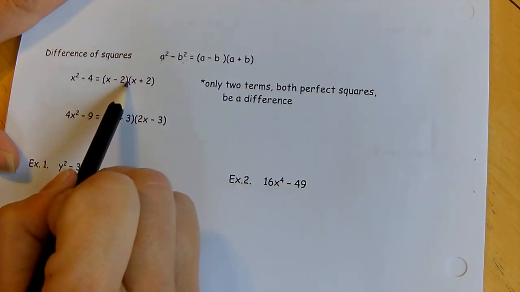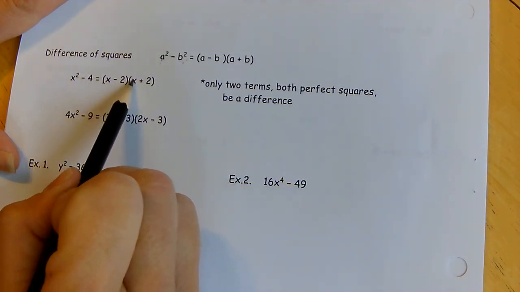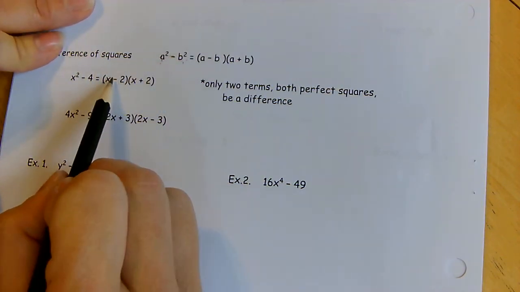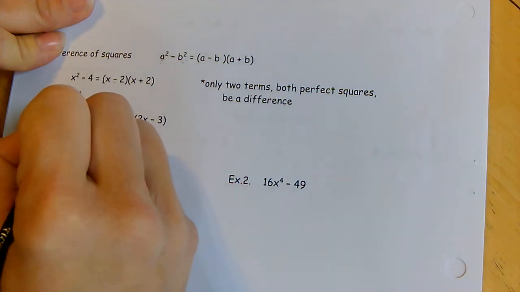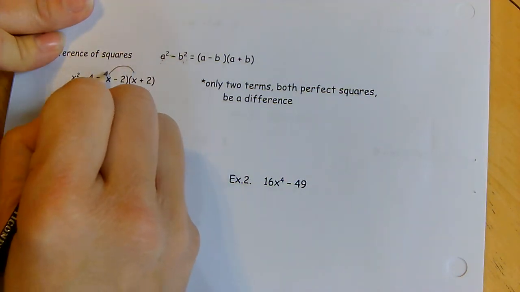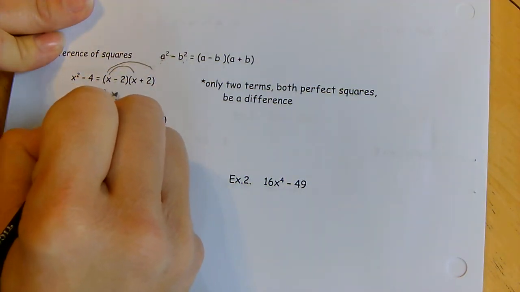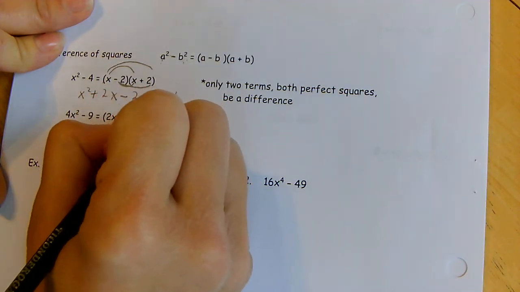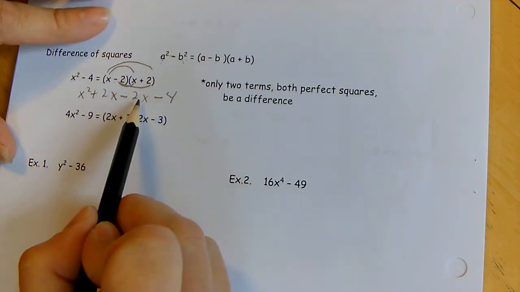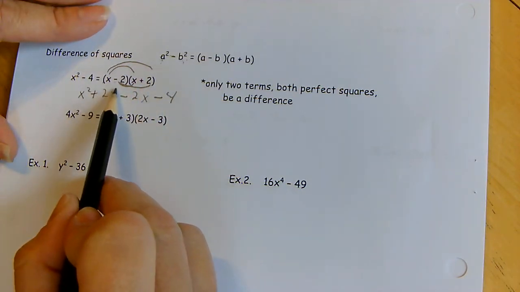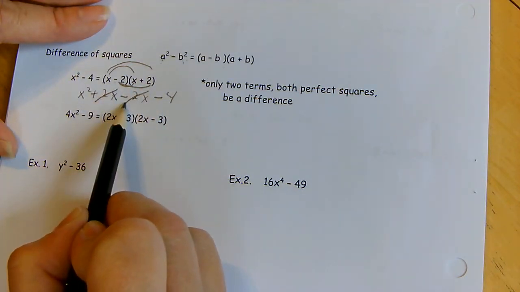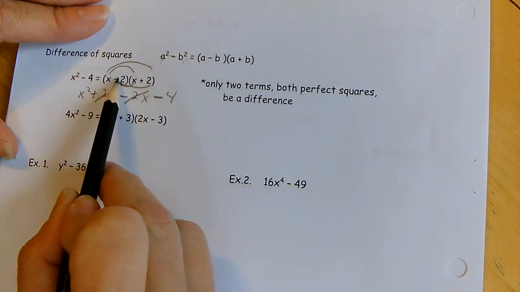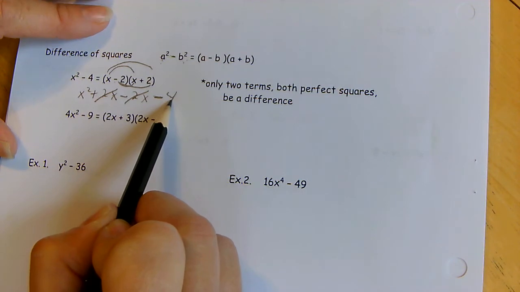Two sets of parentheses, I break up my x, square root it, the square root of 4 is 2, 2 and 2, and it's one of each sign. If I were to FOIL this out, plus 2x, minus 2x, minus 4. This works because these middle two terms are the same with opposite signs and they cancel. That's why this has to be subtraction, because these have to be opposite signs and C is always negative for this to work.